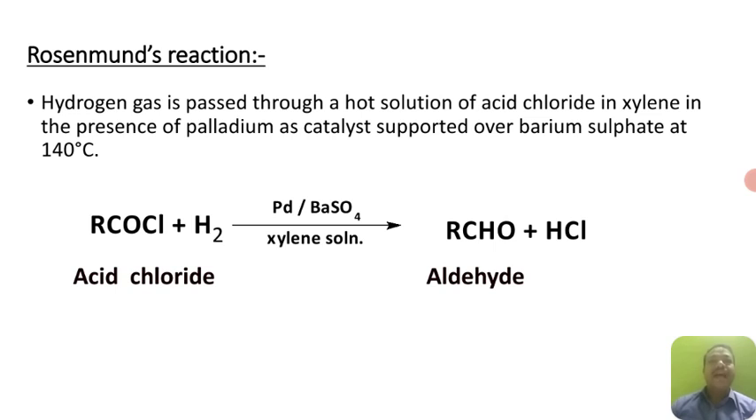Hydrogen gas is passed through a hot solution of acid chloride in xylene in the presence of palladium as catalyst supported over barium sulfate at 140 degree centigrade. So this is how we produce aldehyde from acid chloride.